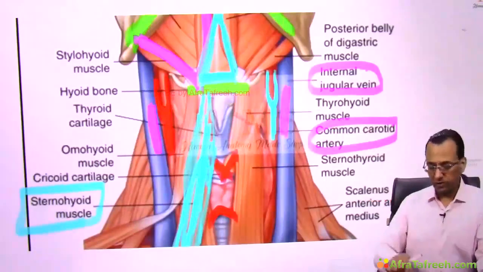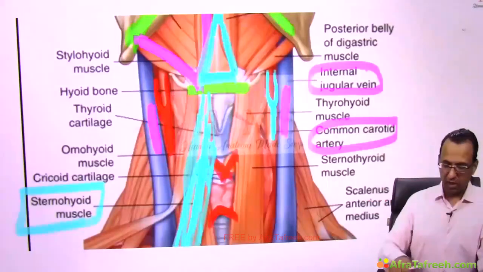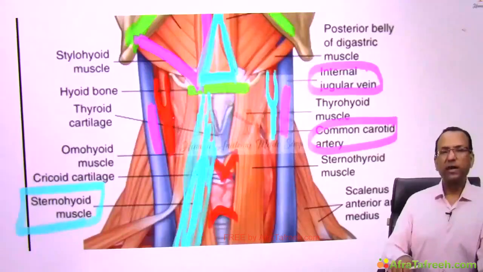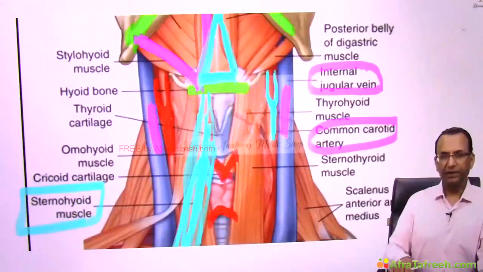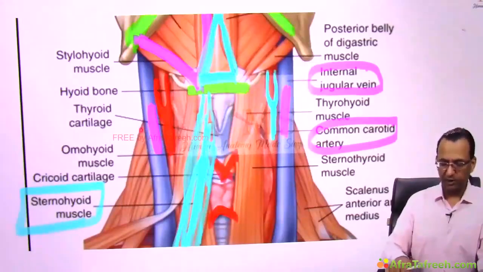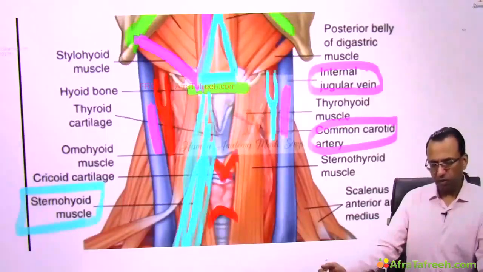This is all in the carotid triangle. Actually, there is a carotid sheath covering the vessels. The carotid sheath in the carotid triangle covers the internal jugular vein laterally and the common carotid artery medially. What is the carotid triangle bounded by? Don't you know?